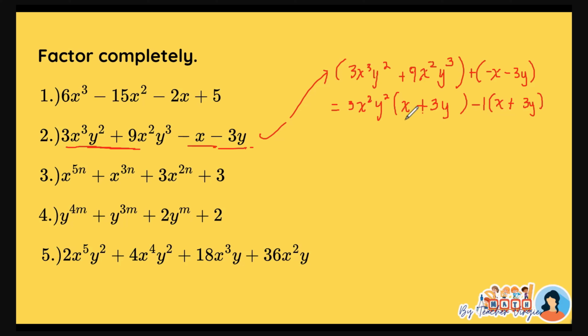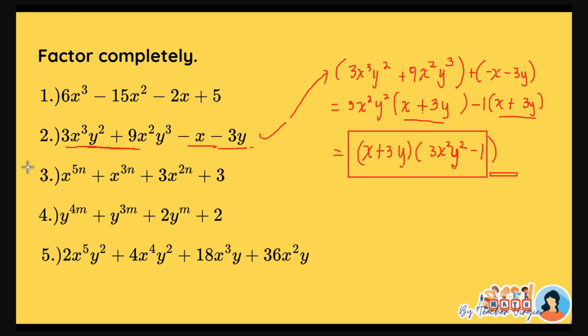So now you have the greatest common binomial, which is x plus 3y. This is like the GCF. To find the remaining factors, divide each term. So we get 3x squared y squared minus 1. So that is your final answer for the second problem.